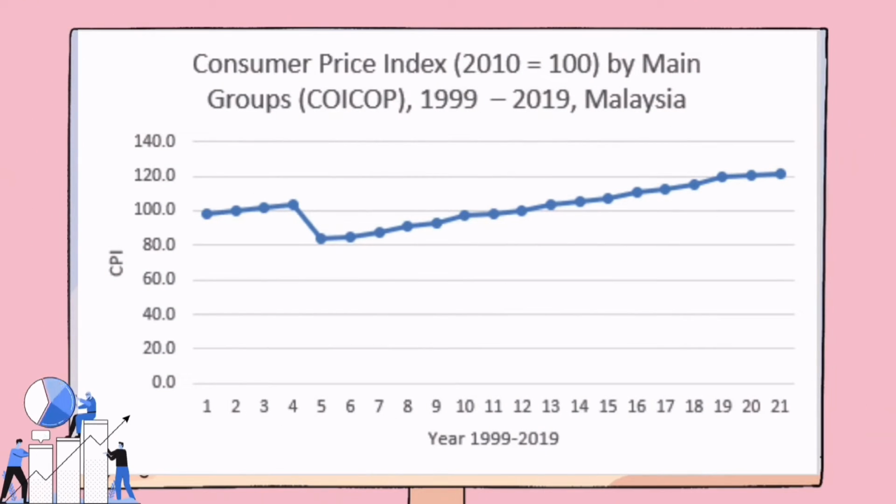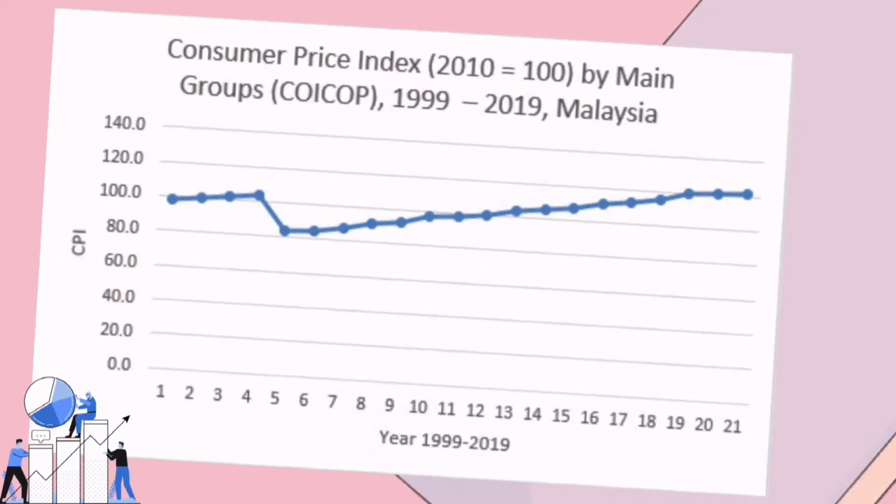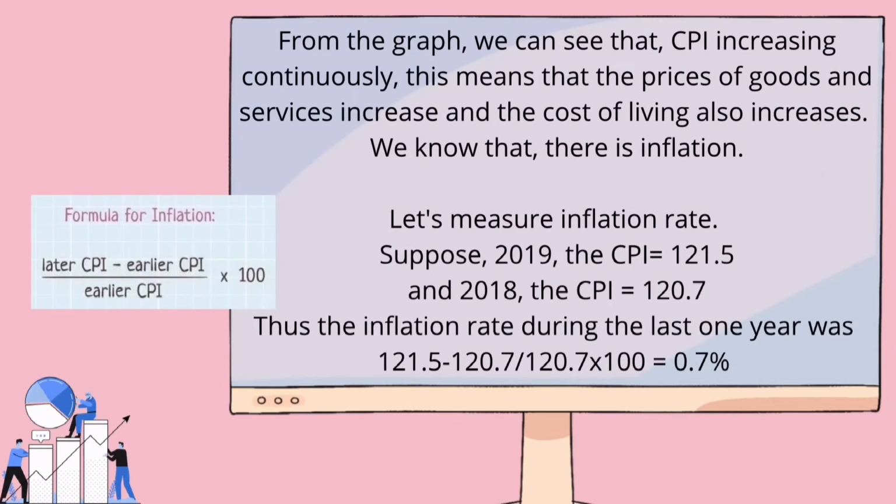So, the graph shows the Consumer Price Index 1999 to 2019. From the graph, we can see that CPI increasing continuously. This means that the price of goods and services increase and the cost of living also increase. We know that there is inflation.